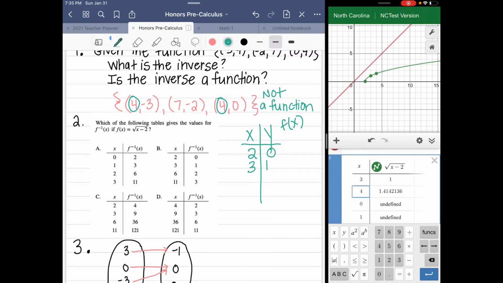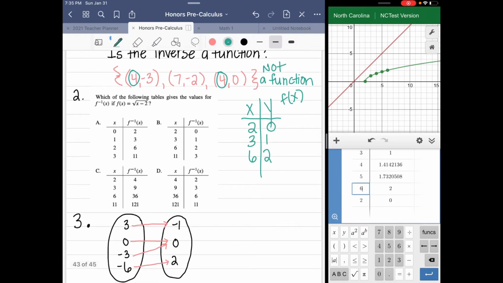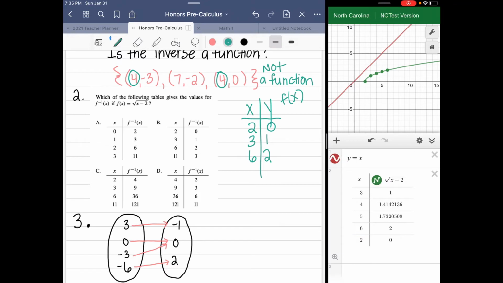I could plug in 4. So 4 doesn't give me a nice number, so I'm going to keep going. Then I can look at 5, but you can see which ones are crossing right where you would want them to, at a perfect point. So we have 6 and 2. But why do we do this? We did this because now that we have our original function table, we can find our inverse.